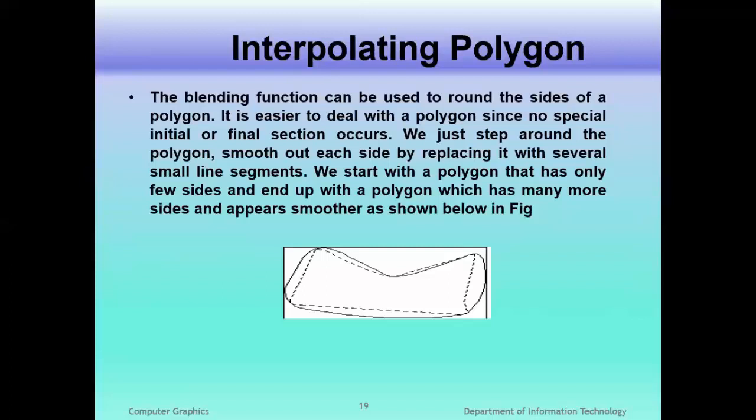We can also interpolate polygons by using our blending functions. The sides of any polygon can be rounded, and polygons are easy to handle. We just step around the polygon, smoothing out each side by replacing it with several small line segments. We start out with a polygon that has only a few sides and end up with a polygon which has many more sides and appears smooth.